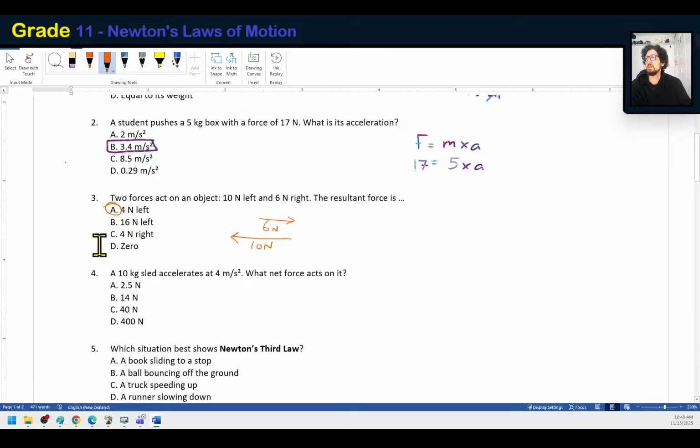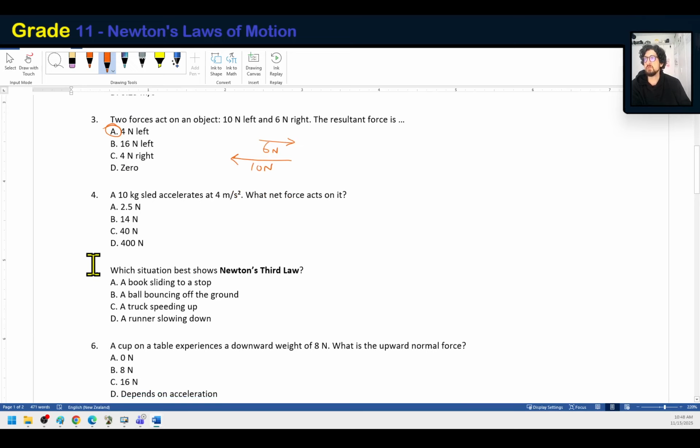A 10 kilogram sled accelerates at 4 meters per second squared. What is going to be the net force acting on it? So once again, that's just F equals ma. And always a good idea to show your working. I know it's multiple choice, but it's for your own good. When you finish the quiz, you can go back, do a quick review, and look at the working and go, oh okay, that's where I got it from. But it's not needed for multiple choice, where you simply pick the answer. So F equals ma, and what is the net force going to be? That's just straight up multiplication, 10 times 4. So that's going to be 40 newtons.